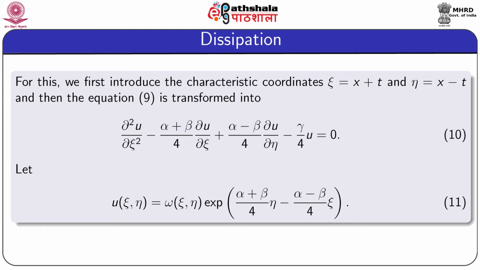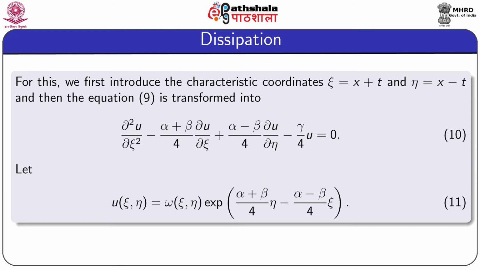First, we take two characteristic directions x + t and x − t, and now we change the coordinates to the characteristic directions ξ = x + t and η = x − t. In terms of ξ and η, equation 9 is transformed into ∂²u/∂ξ∂η − (α+β)/4 ∂u/∂ξ + (α−β)/4 ∂u/∂η − γ/4 u = 0.